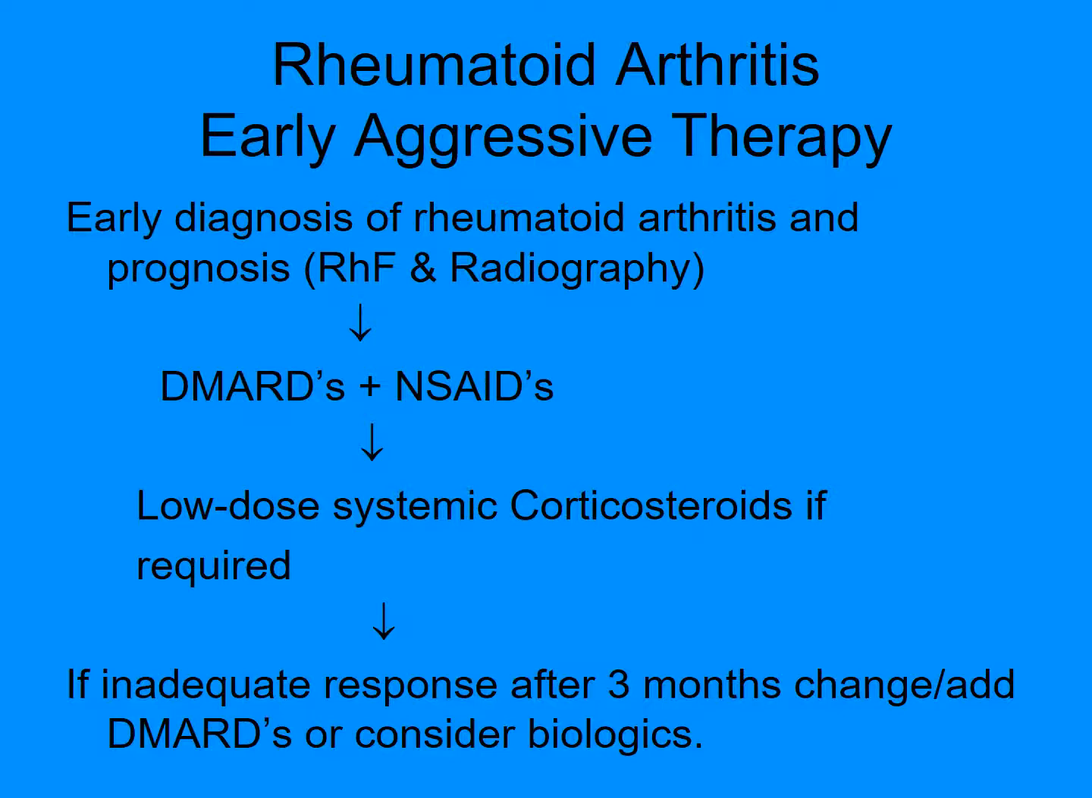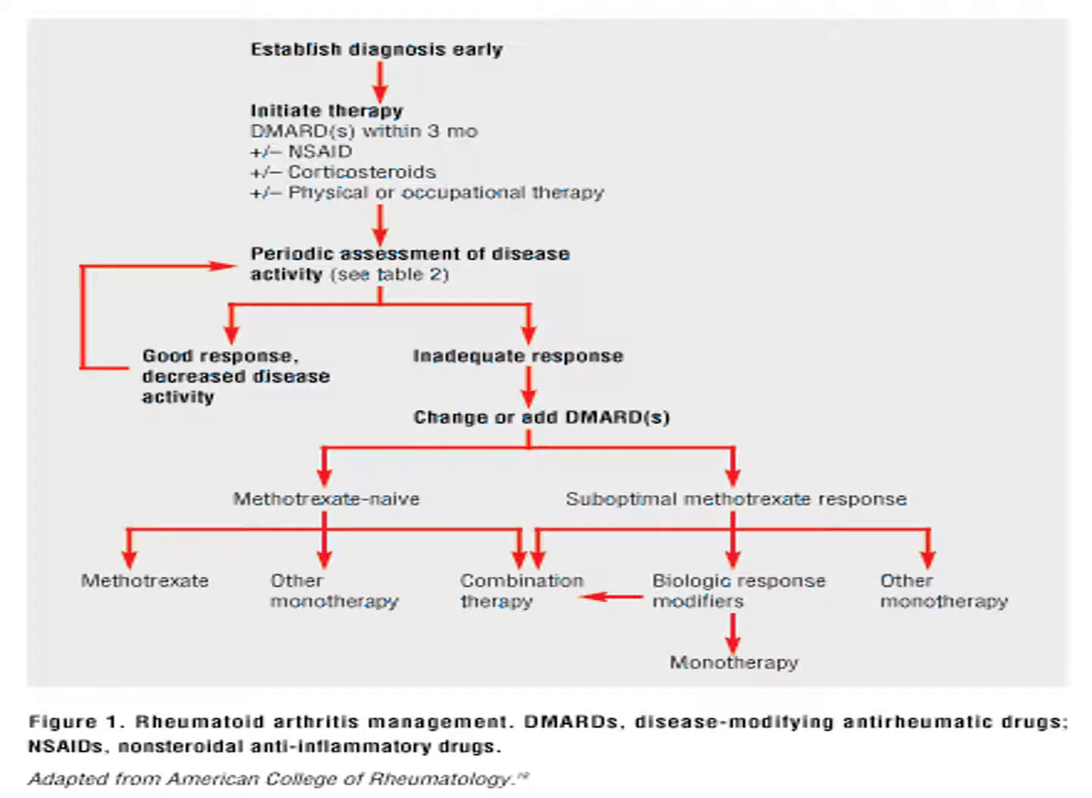Once it's diagnosed, combine NSAIDs and DMARDs, low-dose systemic corticosteroids, and if this is insufficient, combine the DMARDs or the BRMs. Try and establish the diagnosis early with all the markers, such as RHF and C-reactive protein, and start on the DMARDs. If methotrexate is insufficient, add on another DMARD. If that does not work, then these patients are usually good candidates for biological response modifiers.